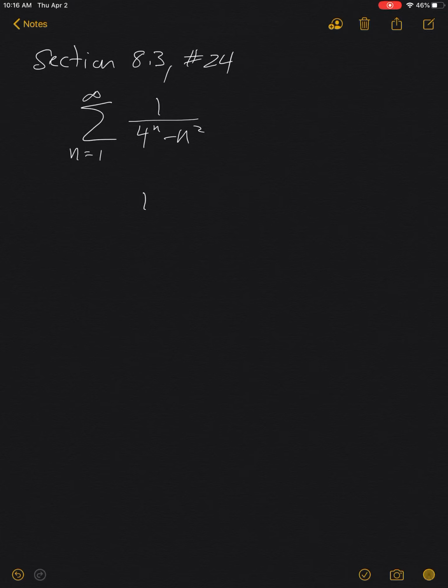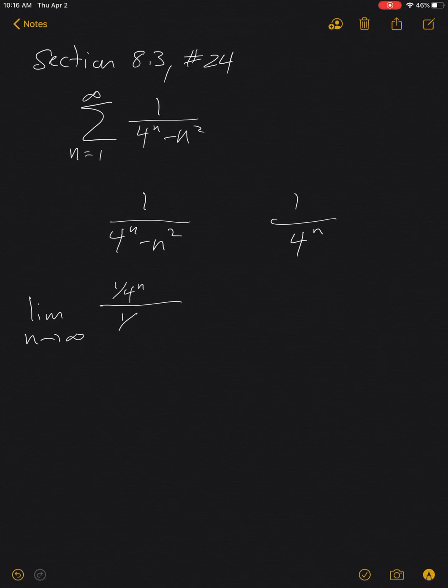So we're going to compare to simply 1 over 4 to the n. So the limit comparison test says let's look at the ratio of these two terms, and the limit then as n goes to infinity of that ratio. So we want to look at the limit as n goes to infinity of the ratio 1 over 4 to the n over 1 over 4 to the n minus n squared.